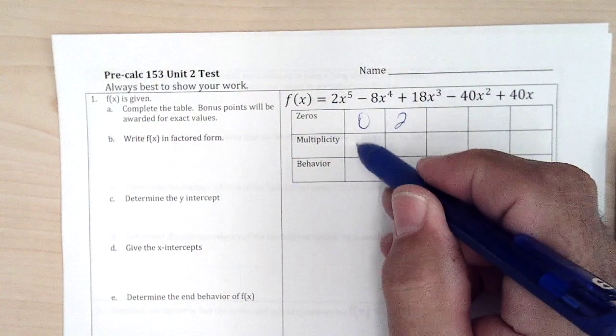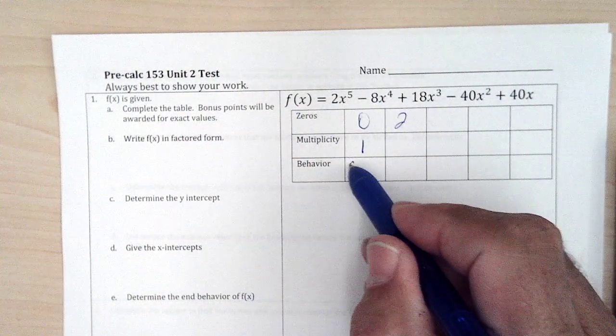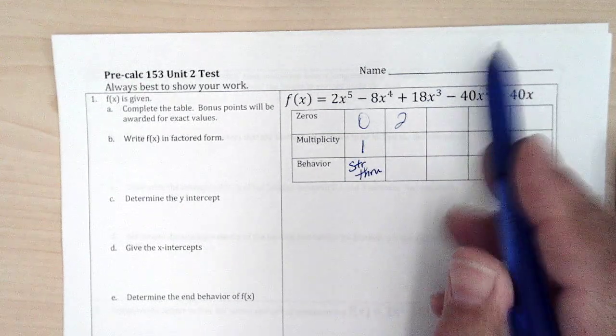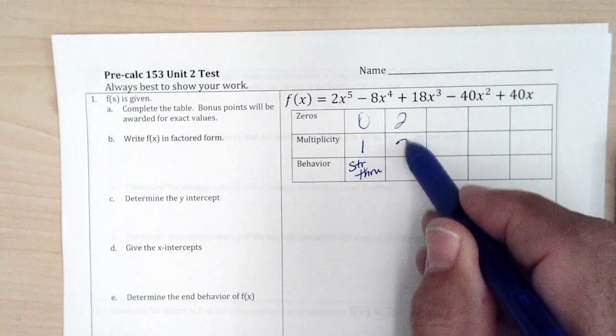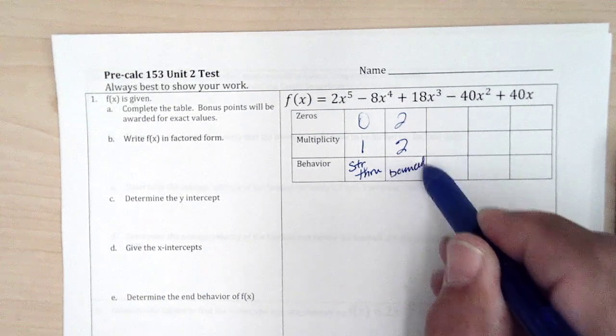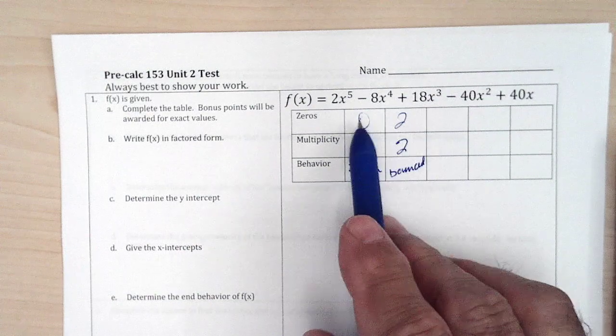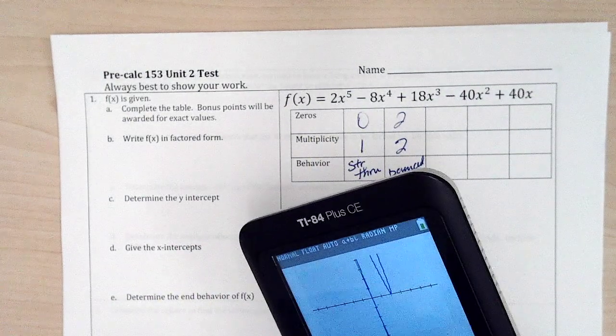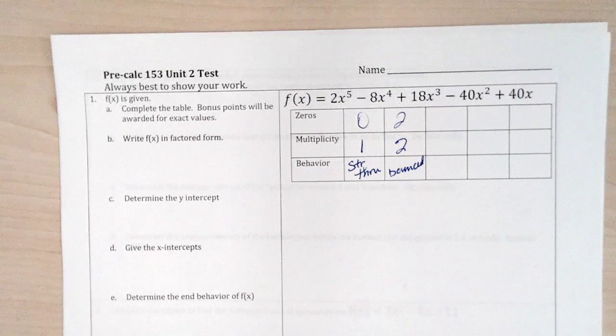So I'm going to say this is a multiplicity of 1 because it went straight through. And I'd say this one is a multiplicity 2 because it bounced. So that's 1, 2, 3 of the 5 possible zeros. Let's see if we can find the rest of them.